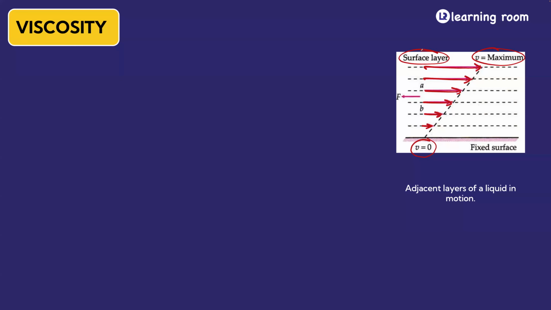But what is going to happen between the layers itself? Let me take two random layers, A and B. If you observe, between two layers, there is going to be a resistive force that will exist. And what is the name of that resistive force? This is what is called viscous force. And the phenomenon is called viscosity. So the force is called viscous force, and this phenomenon is called viscosity. Am I clear with that?